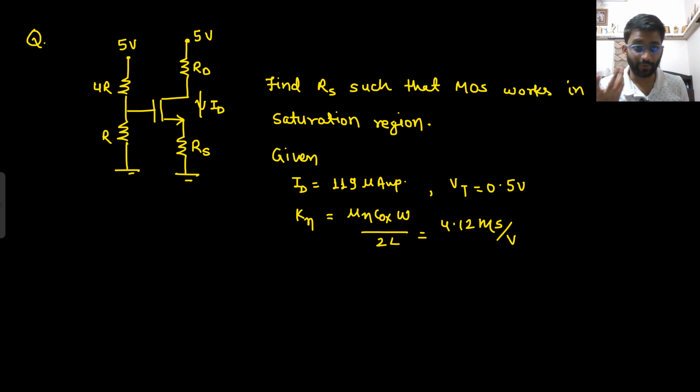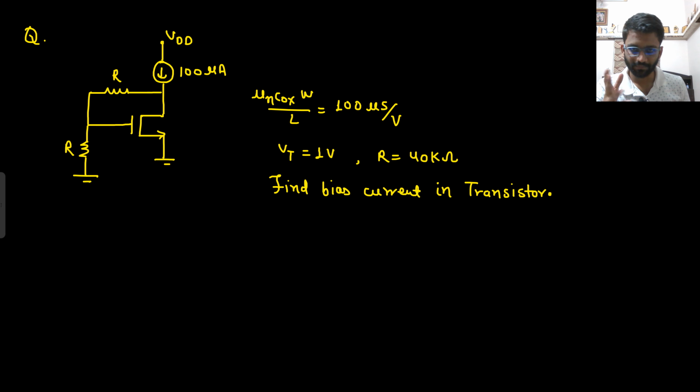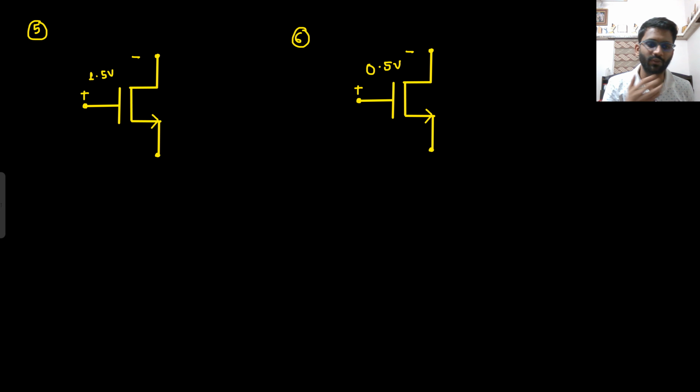So how will you find that? You can try it. And then here you need to find the bias current in the transistor. What do you mean by bias current? Drain current only. So again you need to find the ID value. I guess that's it. So these questions are there. We will solve them one by one.